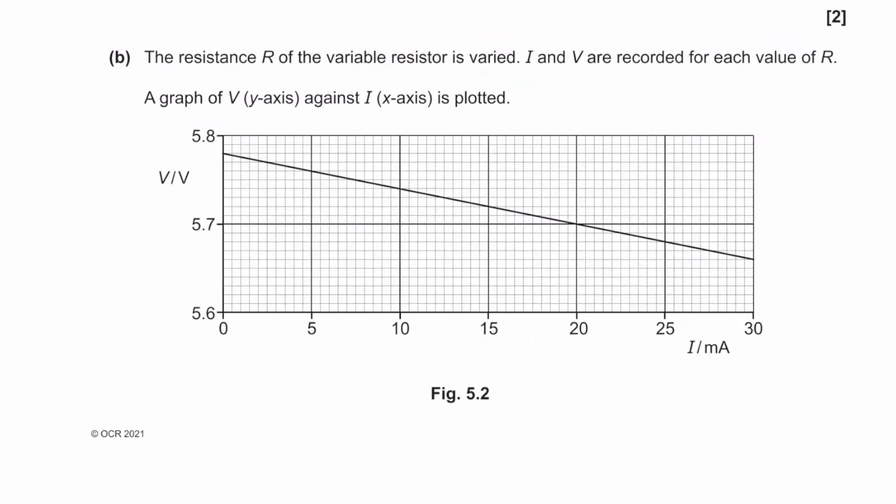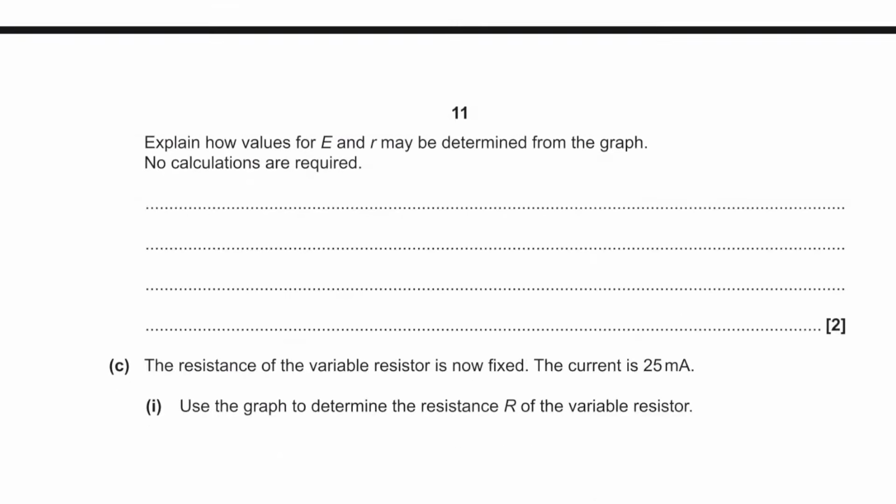Classic, we have a graph of V against I, terminal PD. Explain how values for E and R may be determined, no calculation required. E equals y-intercept and R is equal to, well, let's say minus the gradient, shall we?